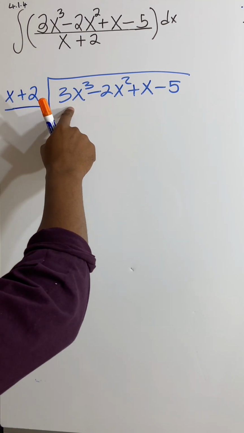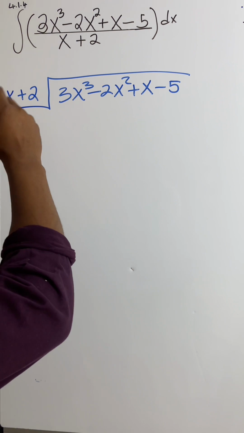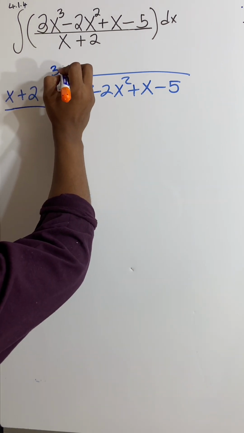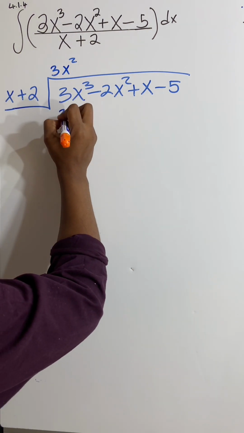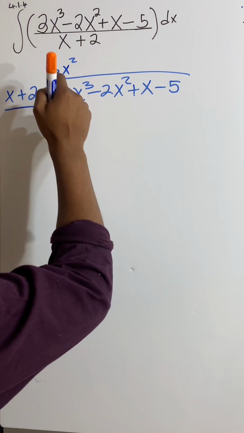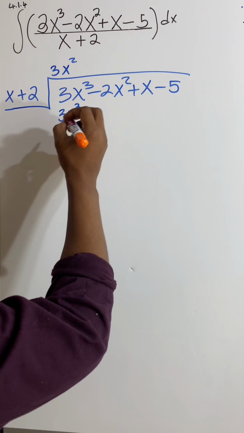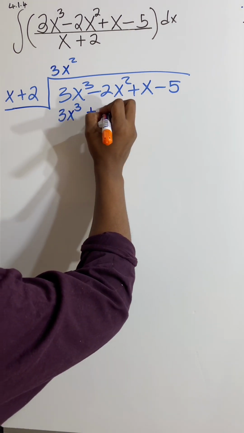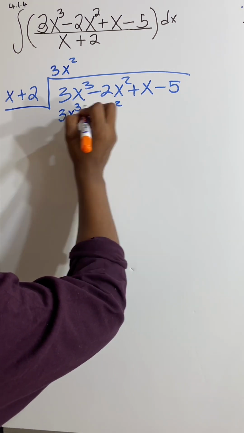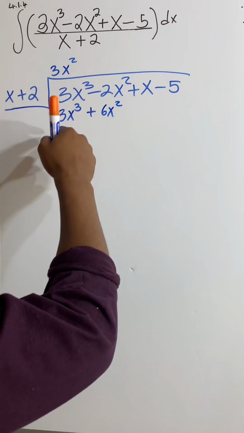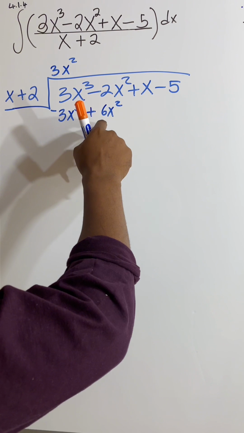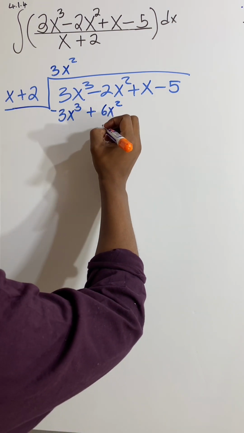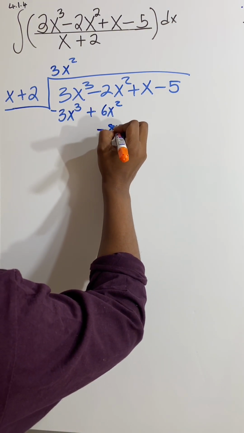3x cubed divided by x is equal to 3x squared. 3x squared multiplied by x is equal to 3x cubed. 3x squared multiplied by 2 is equal to 6x squared. From here we subtract: 3x squared minus 3x squared is equal to 0. Negative 2x minus 6x squared is equal to negative 8x squared.